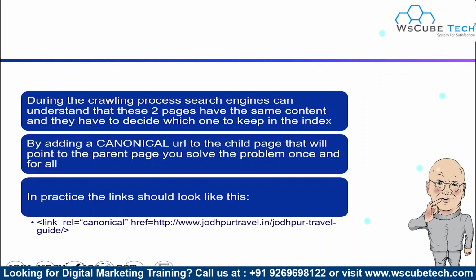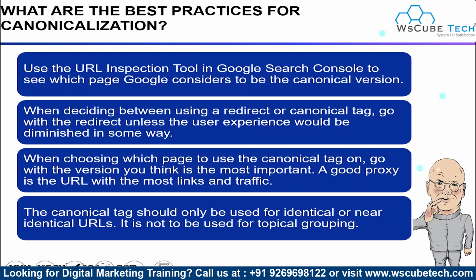So in that particular thing, we have to practice the link, which should include like this, link rel canonical href, and you have to mention that particular parent name, and you have to add this particular link in your child page, so that Google will understand that this page already has the same content and the link of that particular page is there. So these are some of the best practices for canonicalization.